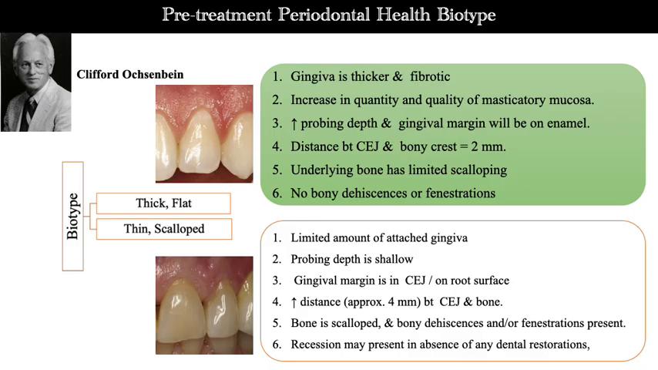Whereas in case of thin scalloped gingiva, there would be a limited amount of attached gingiva, probing depth is shallow, and the gingival margin and cemento-enamel junction would be on the root surface. There would be an increased radiographic difference between the cemento-enamel junction and the bone of approximately 4 mm or so, and also the bone is scalloped and bony dehiscence and fenestrations would be present. Now, the thin scalloped gingiva is never considered as a healthy gingiva. Usually it is a condition which is seen in gingival recession.